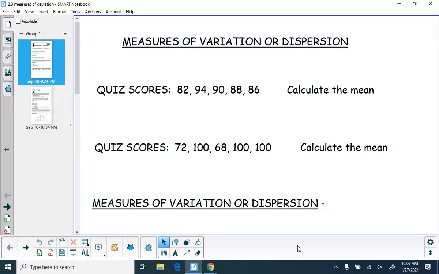We have two sets of data, five quiz scores each. What I want you to do is calculate the mean for each one of these sets of test scores. Add them up, divide by the total number of values. Calculate the mean.